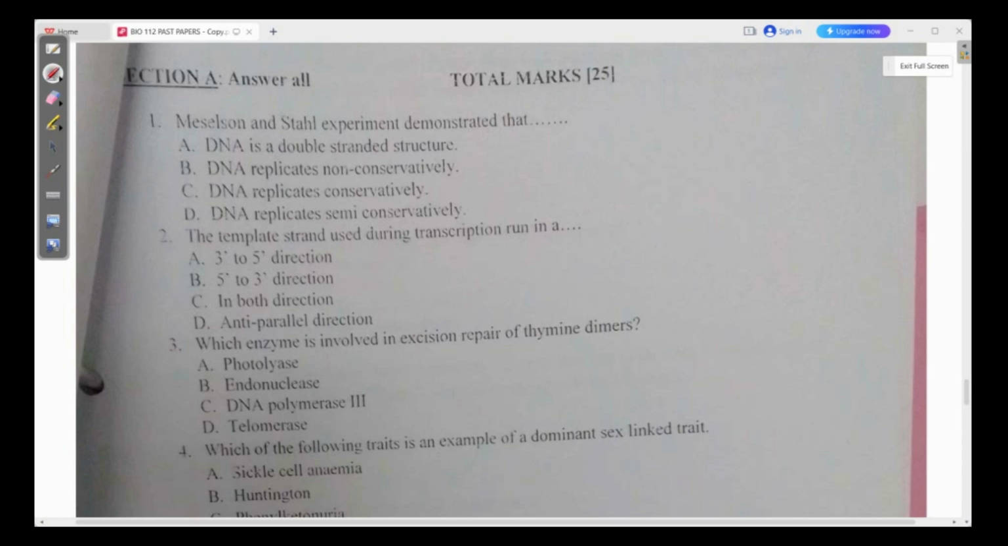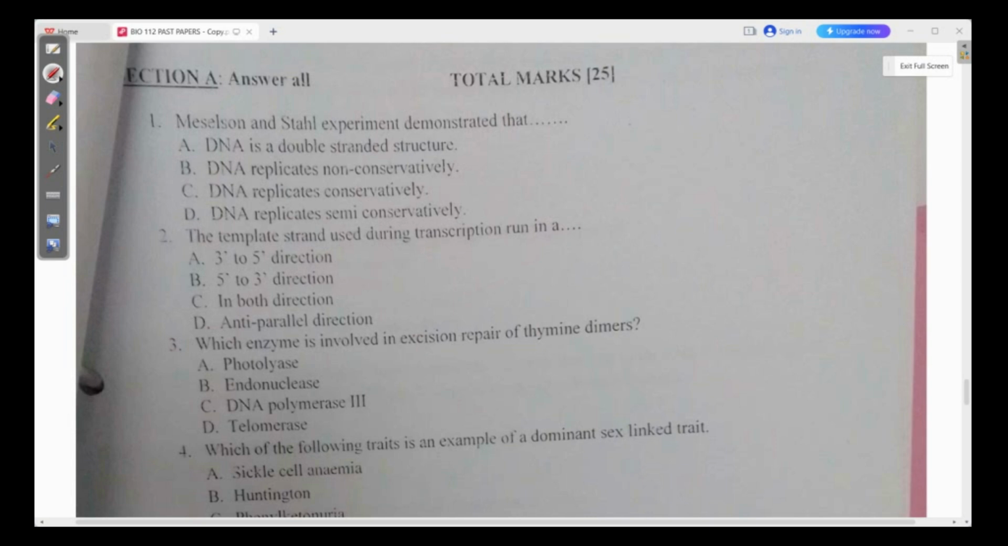The Meselson-Stahl experiment demonstrated that... As we know, the Meselson-Stahl experiment is the most important experiment as far as molecular biology is concerned. This is an experiment which was conducted by these two scientists, Matthew Meselson and Franklin Stahl, somewhere in the years 1957 to 1958. This experiment was conducted to confirm which of the three models of DNA replication is true.